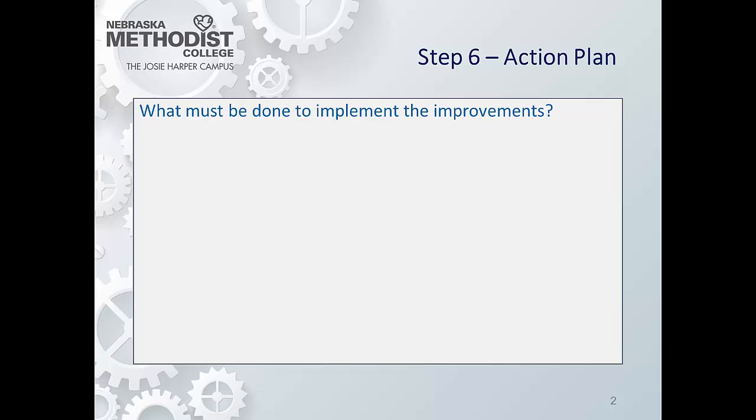Let's now take a look at step 6 of the A3 process, the action plan. Steps 5 and 6 really go hand in hand. In step 5, the specific improvements are identified. In step 6, a project plan is put together for implementation of those improvements. All the work up until this point is the plan phase of PDSA.